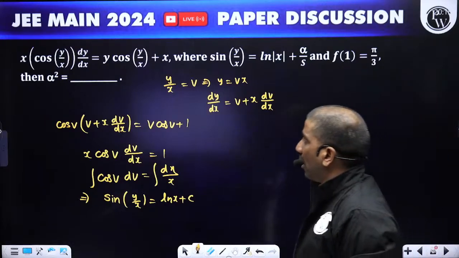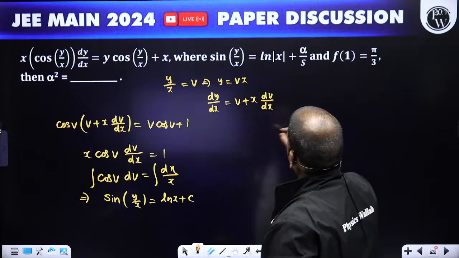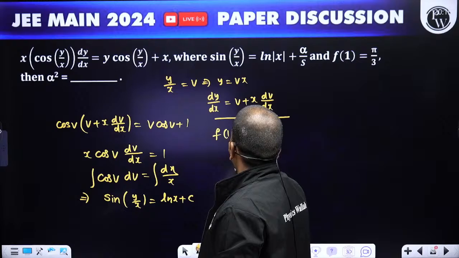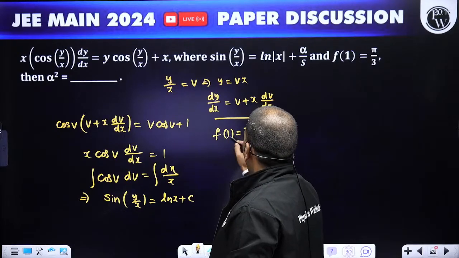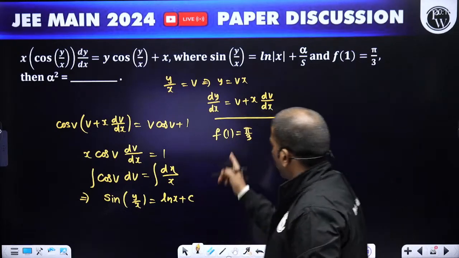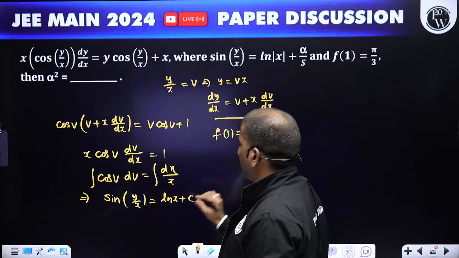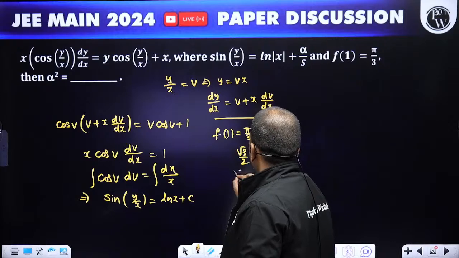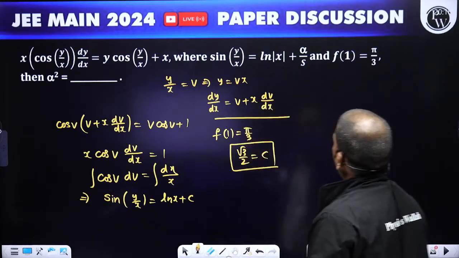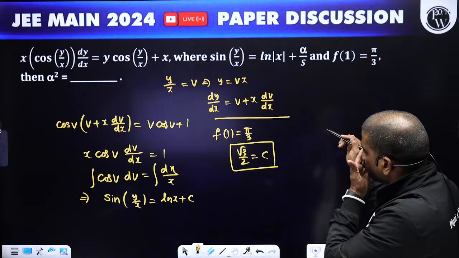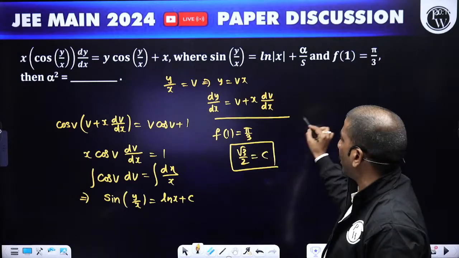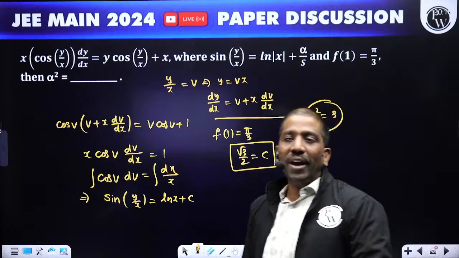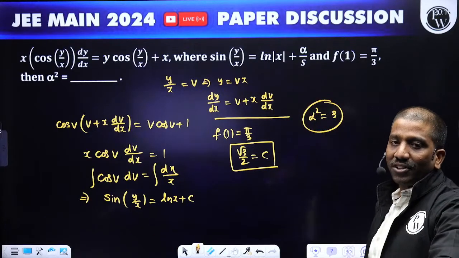We want alpha square. So that means we need to find the integral constant using f of 1 is equal to pi by 3. So x is equal to 1, y is equal to pi by 3. So this will become sin pi by 3. What is sin pi by 3? Root 3 by 2. So ln of 1 is equal to 0. So c is root 3 by 2. So what we have? Alpha by 2, alpha is root 3. So alpha square is equal to 3. That's all.